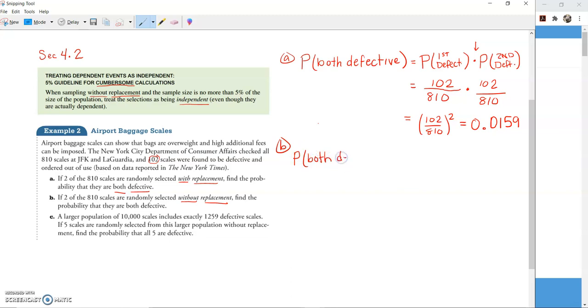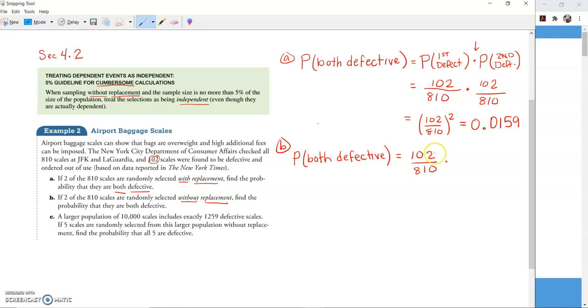Okay, so it is the same setup. And it's going to be doing 2 fractions again because we're making 2 selections. When I make that first selection and I want it to be defective, it's still 102 defective scales out of 810 scales total, times, for my second selection this time, I didn't replace the first selection, which means like if I have a list of these 810 scales and I pick one out of the list, now there's 809 scales in the list.